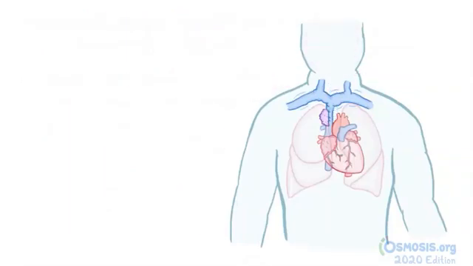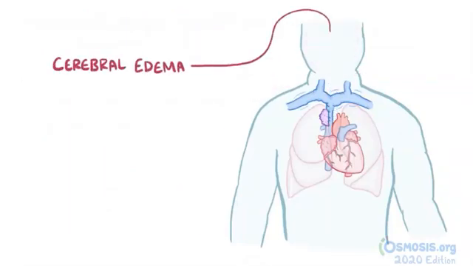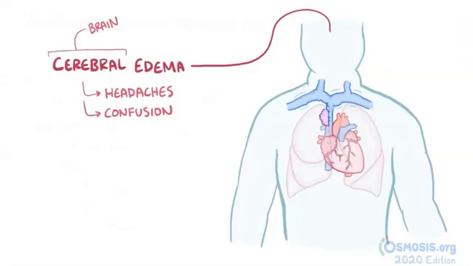Most serious of all, though, is cerebral edema, which is where that excess fluid builds up in the brain. And this can cause symptoms like headaches and confusion. But worse yet, if the cerebral edema is severe, the fluid in the tissues can compress the tiny blood vessels supplying the brain with blood, and this can lead to cerebral ischemia.